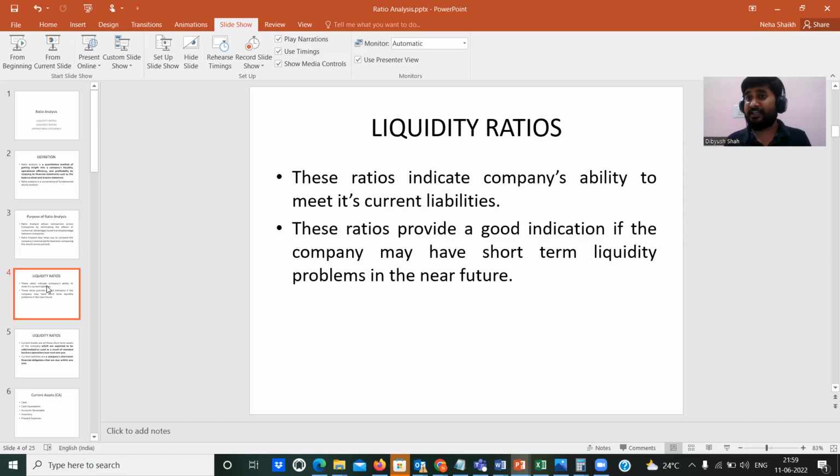Second, these ratios provide a very good indication that the company may have short-term liquidity problems in the near future. For example, just assume we are all individuals, right? Living on salary. My monthly salary is, say, 80,000 rupees. Convert that to dollars. And my monthly expenditures, month on month, are more than 1,50,000 rupees. What does it indicate?